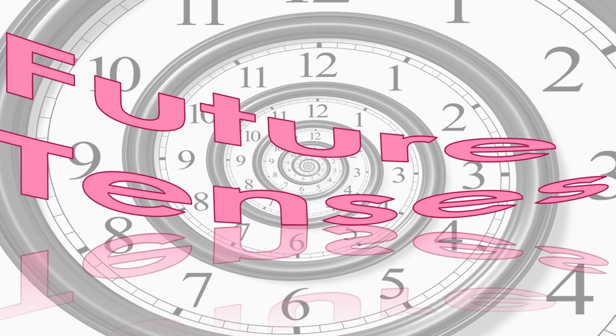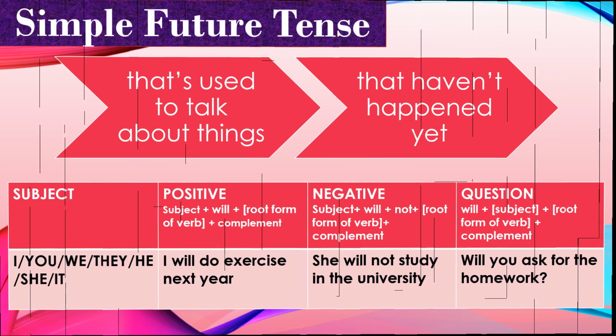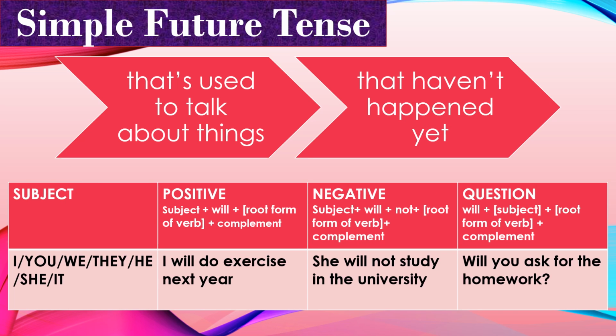Finally, I'll talk about future tenses. First, we have simple future tense. The simple future is a verb tense that's used to talk about things that haven't happened yet. Use the simple future to talk about an action or condition that will begin and end in the future. How to form the simple future tense? It doesn't matter if the subject is singular or plural. The formula for the simple future doesn't change.